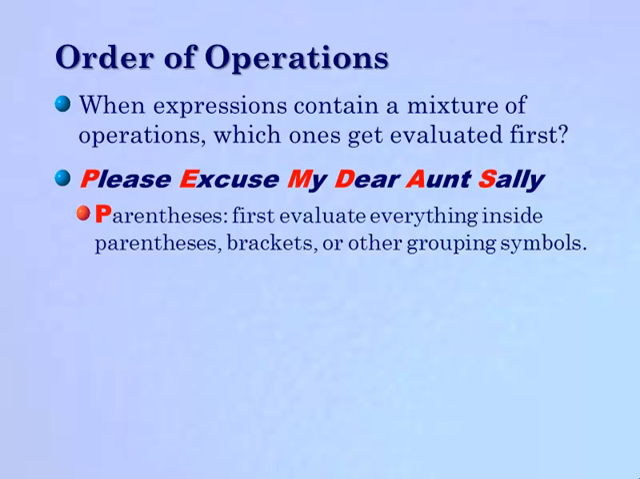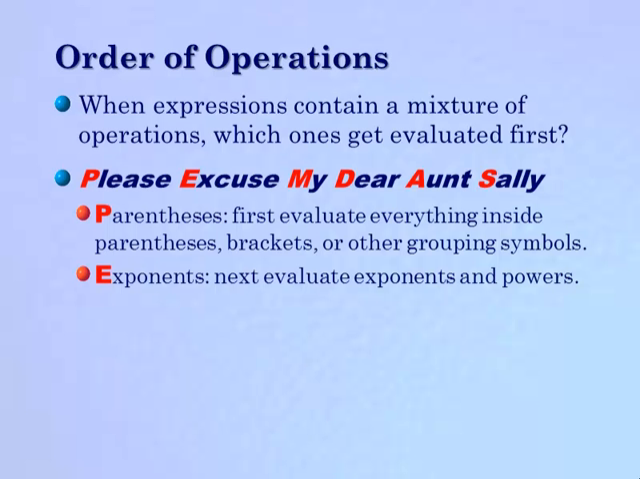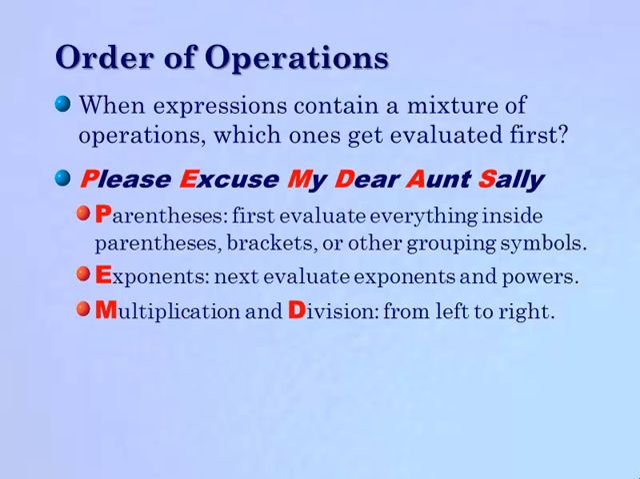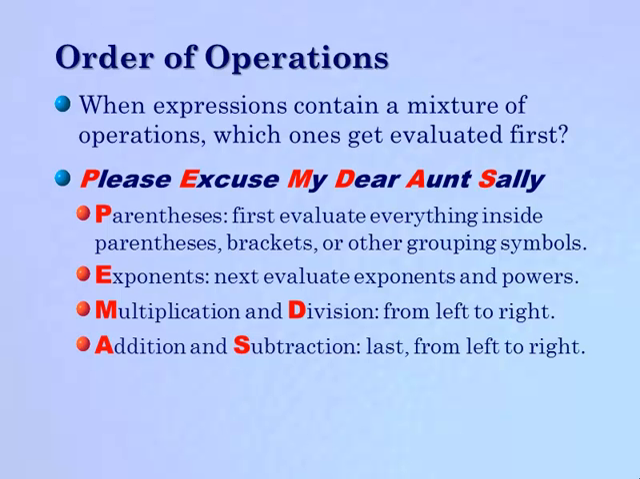The P in please excuse my dear Aunt Sally stands for parentheses. That is, first evaluate everything inside the parentheses, brackets, or other grouping symbols. Next, we have E for excuse, which stands for exponents. Next, evaluate exponents and powers. M and D for my dear stand for multiplication and division from left to right. A and S stand for addition and subtraction, which is the last thing that you should do in an expression, from left to right. So that finishes the please excuse my dear Aunt Sally.